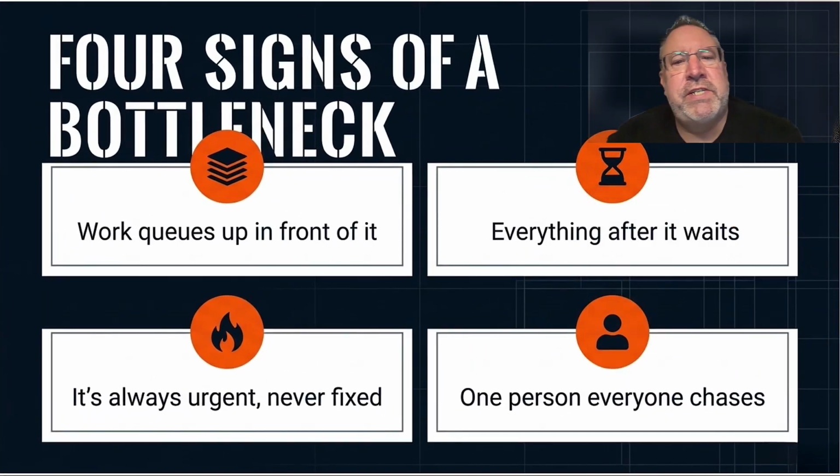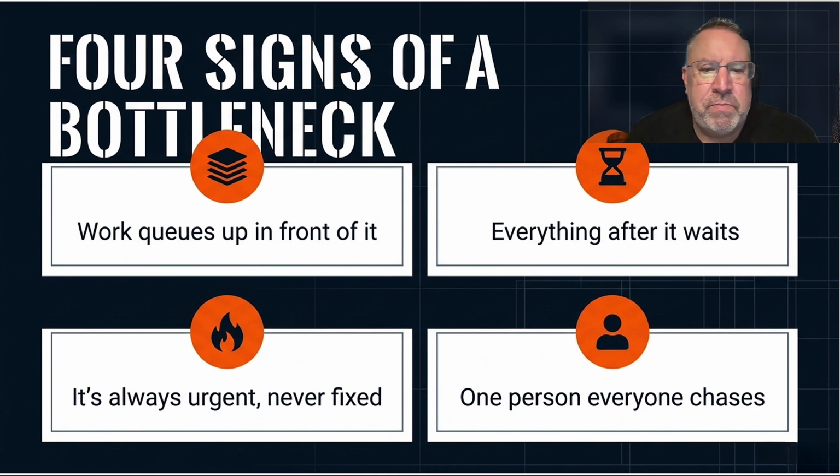So here are 4 key signs that you may have a bottleneck. If you've got a process where the work queues up in front of it, there may be some kind of issue there. I'm not saying it's the cause, but it's where the bottleneck is starting to show up. Everything after a certain part of the process waits. Again, it doesn't have to be a physical environment. It could be physical or virtual, but basically people are waiting around for something to do.